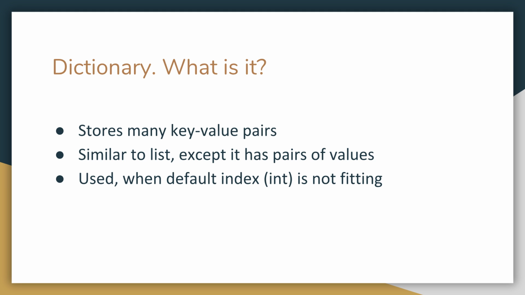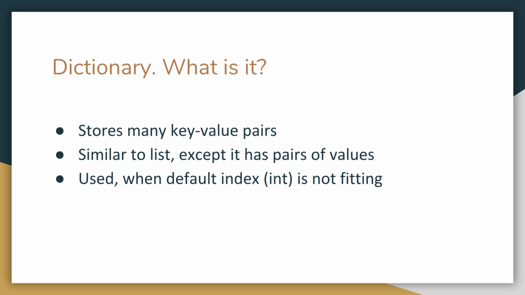The third major structure for storing many of the same is a dictionary. Dictionary is literally what it sounds like. It translates a key and gives you a value. So it stores many key value pairs, and it's basically the same as list, except instead of a single many values, you work with pairs of values.